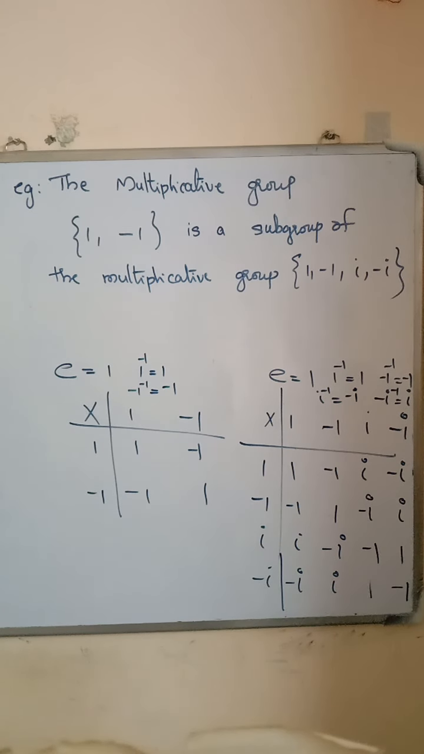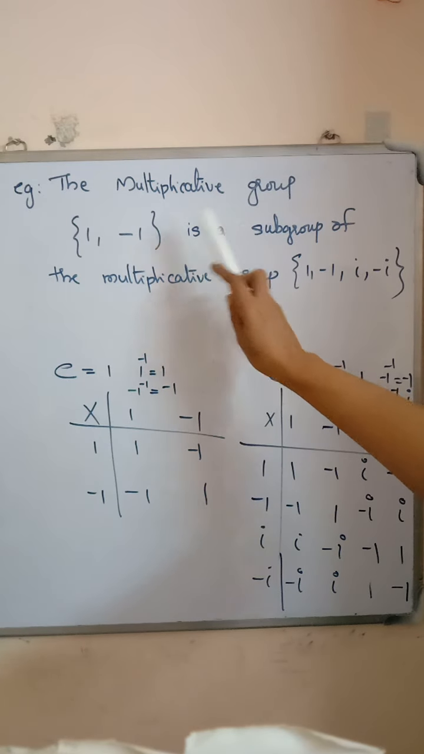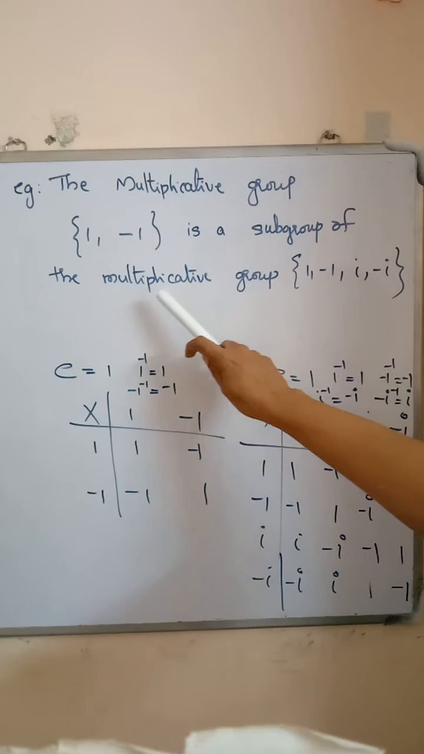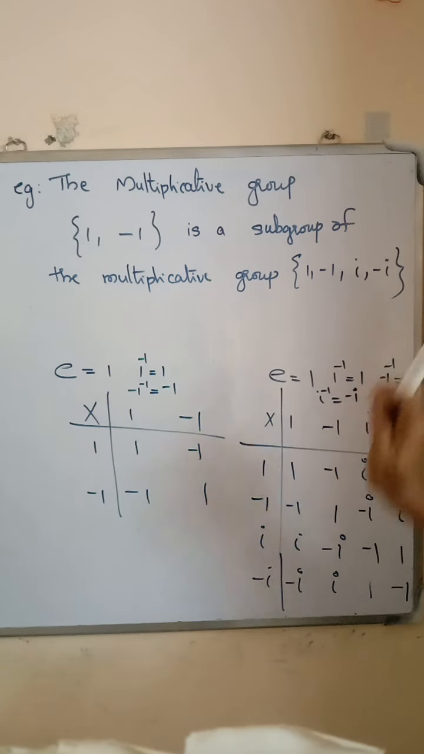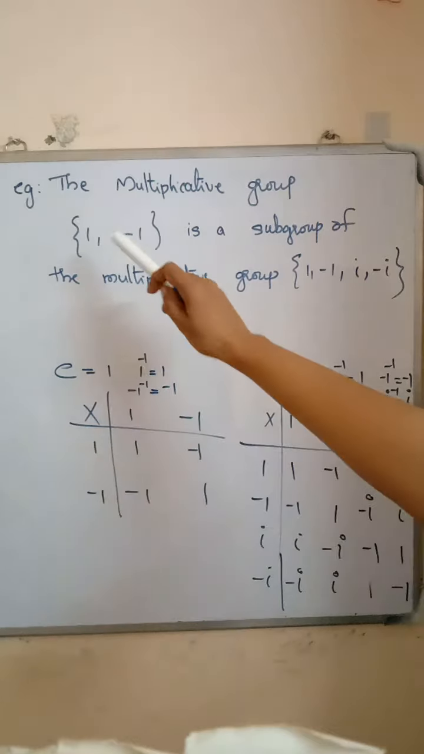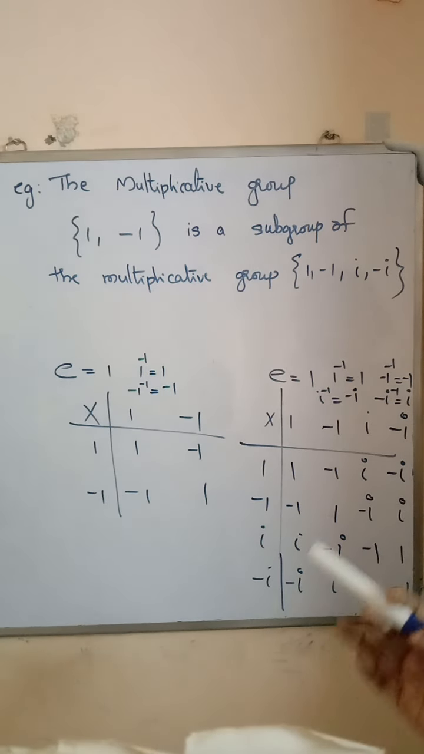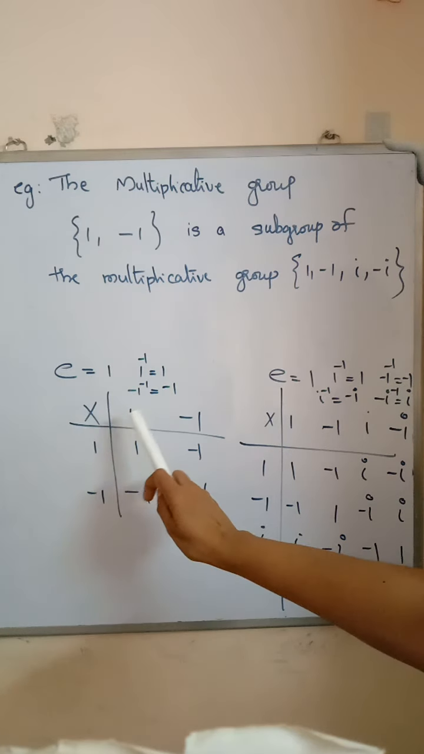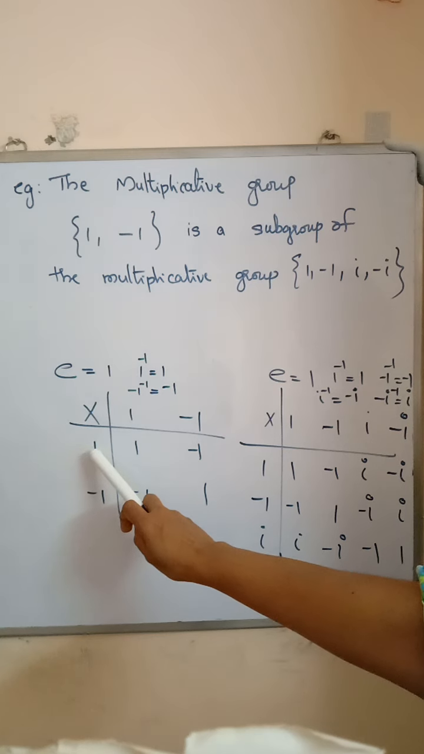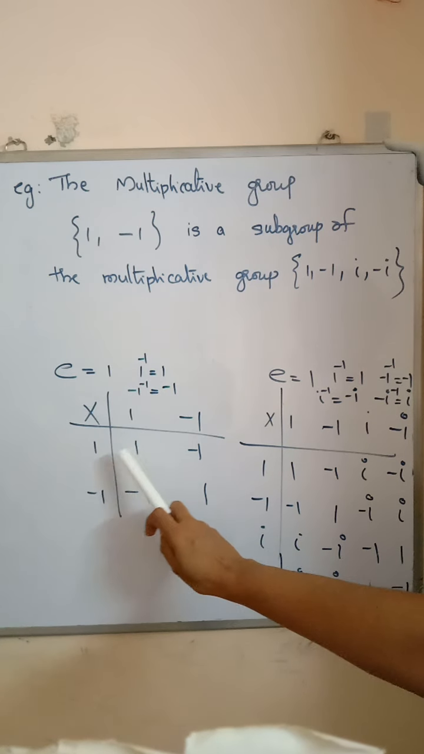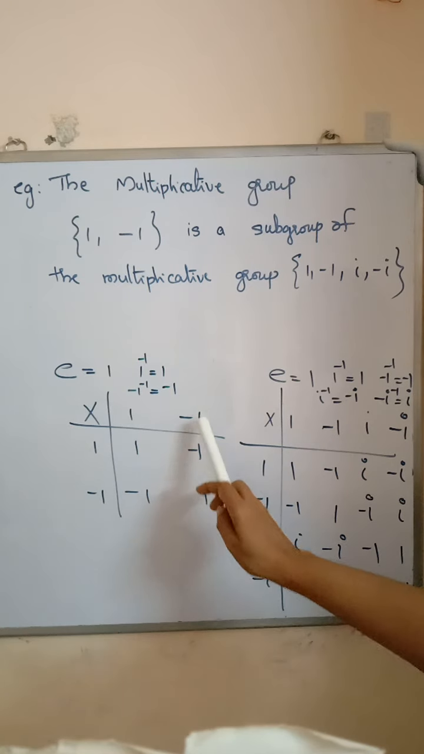Also, another example: the multiplicative group {1, -1} is a subgroup of the multiplicative group {1, -1, i, -i}. First we check whether the set {1, -1} under multiplication is a group or not. We operate on 1, -1 under multiplication: 1 into 1 is 1, 1 into -1 is -1, -1 into 1 is -1, -1 into -1 is 1.